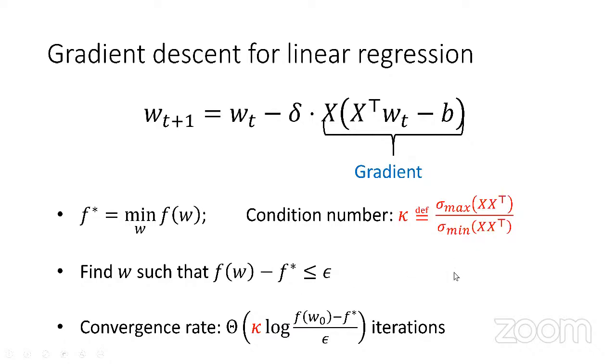Convergence rate basically means the number of iterations of gradient descent required in order to find a W which satisfies this condition. It is well known that gradient descent requires a number of iterations which scales linearly in the condition number. So it's kappa times a logarithmic factor that depends on the initial suboptimality f of W0 minus f star divided by the final target suboptimality epsilon. The important point here is that the convergence rate scales linearly in the condition number. Any question?